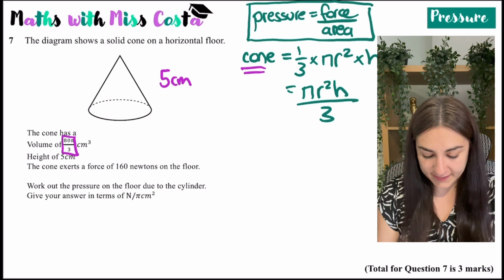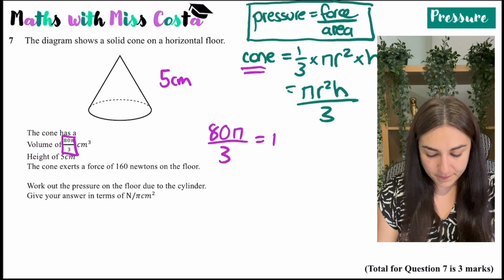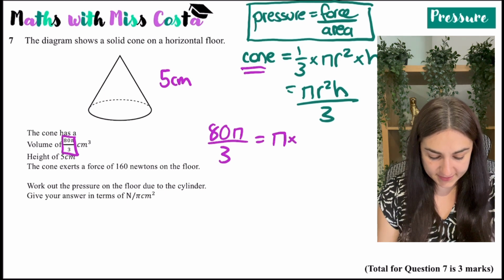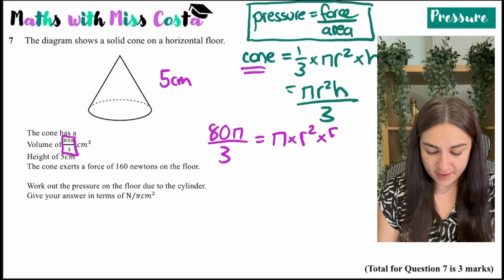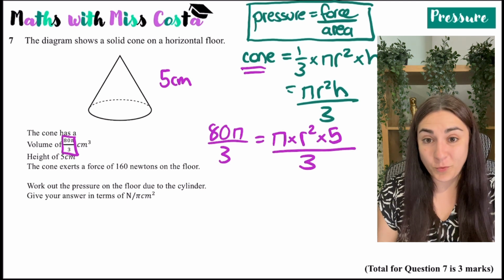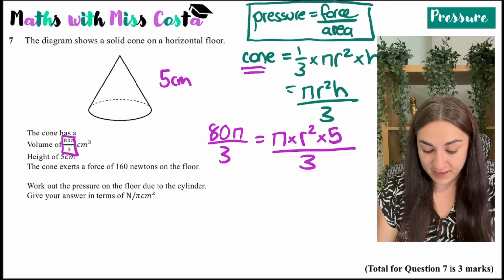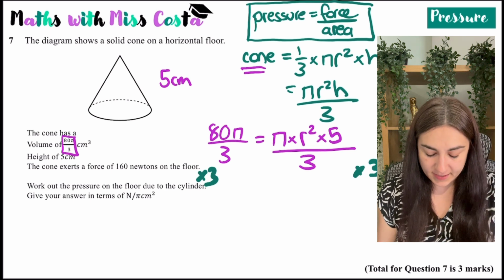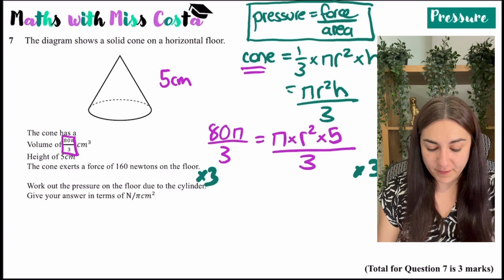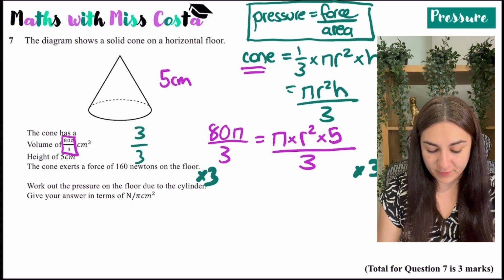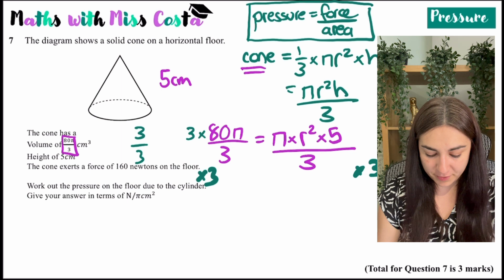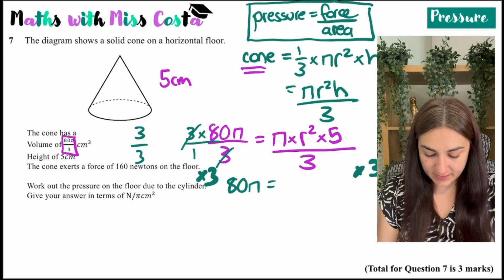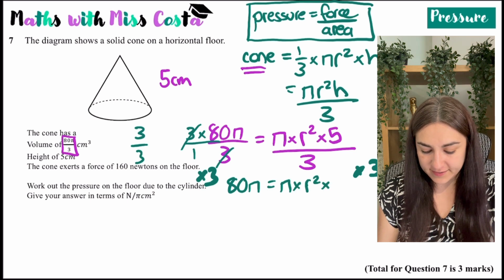I can substitute my things in. I know that the volume, 80 pi over 3, is going to be equal to pi times r squared, which I don't know, times the height, divided by 3. So what I can do is rearrange it in order to figure out what r must be. Well, step 1, if I times both sides by 3, if I'm timesing something by 3 and it's being divided by 3, then it just cancels itself out. So that would be 80 pi equals pi times r squared times 5.